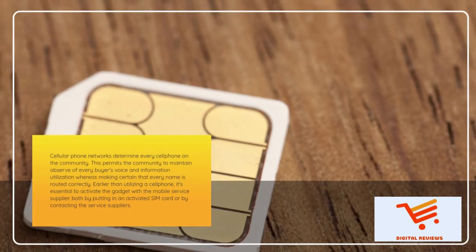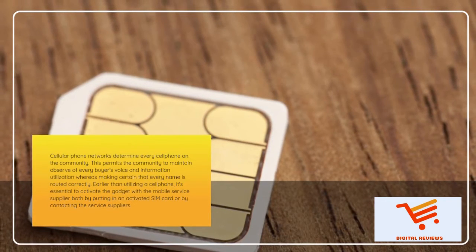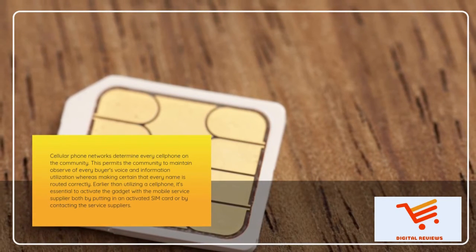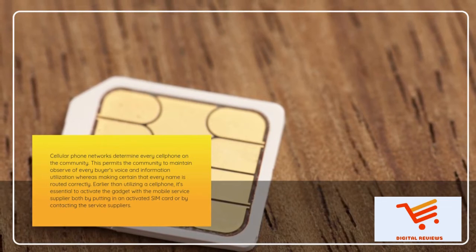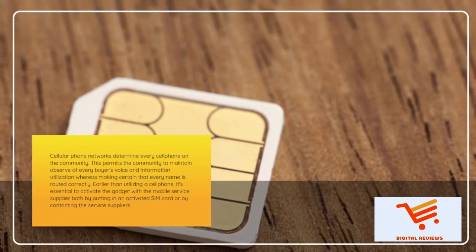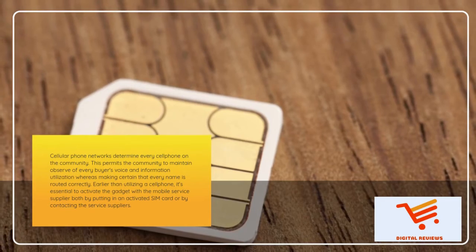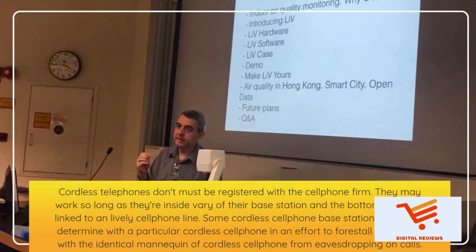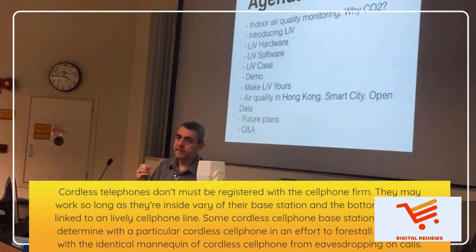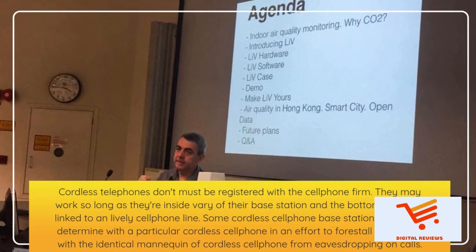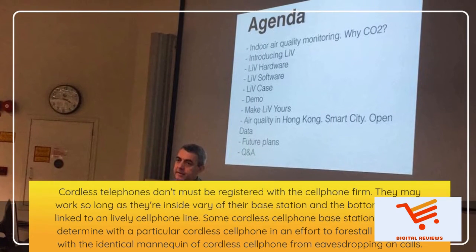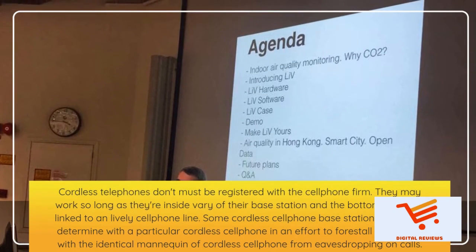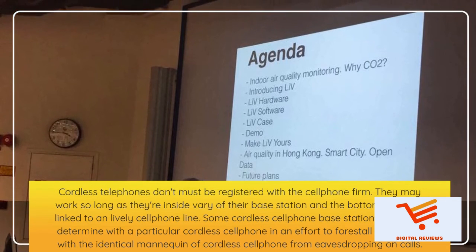Identification. Cellular phone networks identify each phone on the network. This allows the network to keep track of each customer's voice and data usage, while ensuring that each call is routed correctly. Before using a cell phone, you must activate the device with the cellular service provider, either by installing an activated SIM card or by contacting the service providers. Cordless phones must be registered with the phone company. They will work as long as they are within range of their base station and the base station is connected to an active phone line. Some cordless phone base stations will only identify with a specific cordless phone in an effort to prevent users with the same model of cordless phone from eavesdropping on calls.